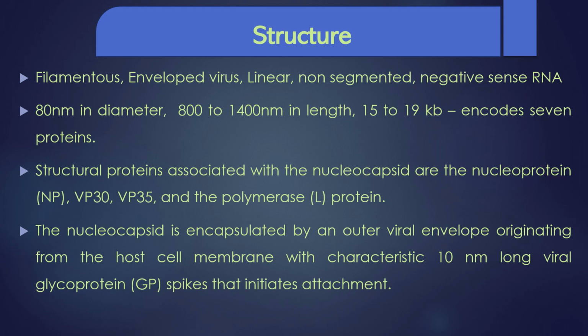Structure. The Ebola virus belongs to the Filoviridae family and it is a filamentous virion with an enveloped structure, containing a linear non-segmented negative sense single-stranded RNA. The virus measures 18 nanometers in diameter and 800 to 1400 nanometers in length, with 15 to 19 kilobases of RNA genetic material which encodes 7 different kinds of proteins.